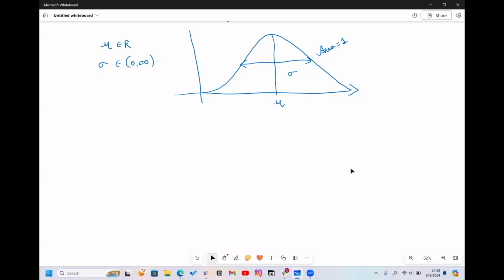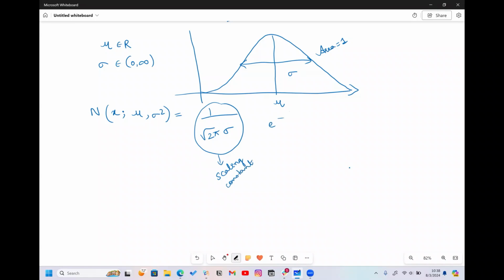The formula for this is the normal distribution of x parameterized by mu and sigma square is equal to 1 by root 2 pi sigma. So this is nothing but a scaling constant. And then e to the power minus 1 by 2 times (x minus mu) square by sigma square.